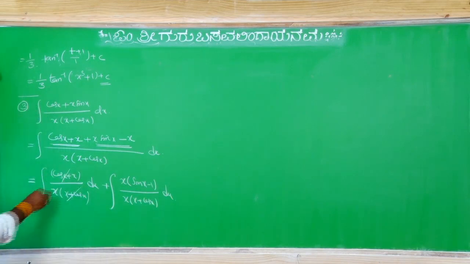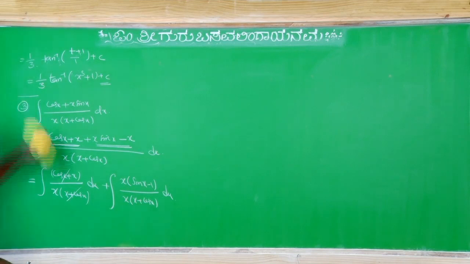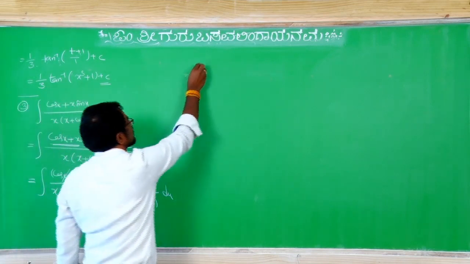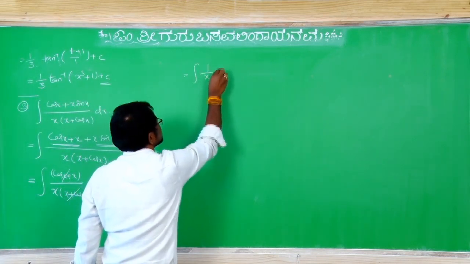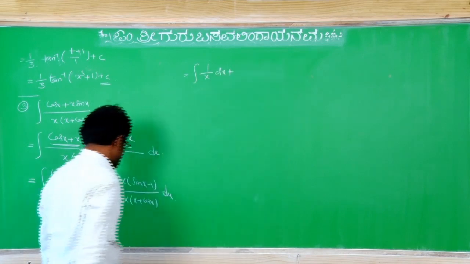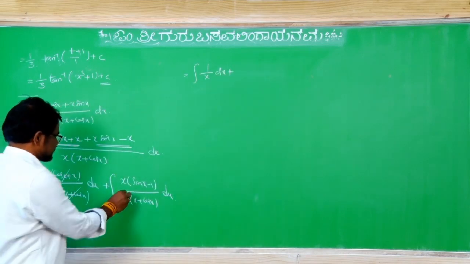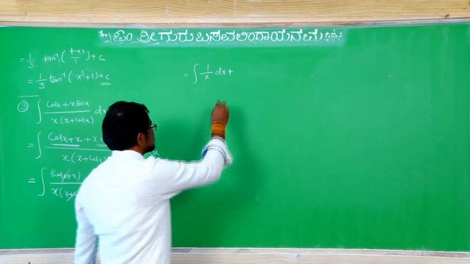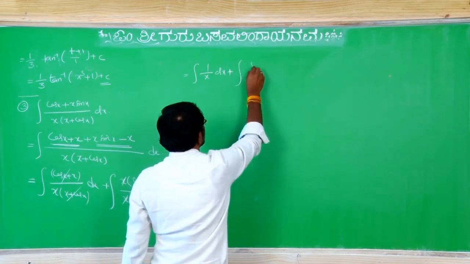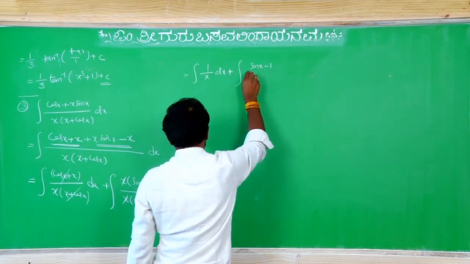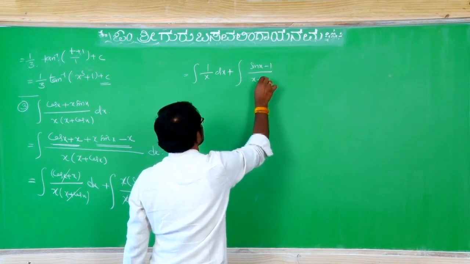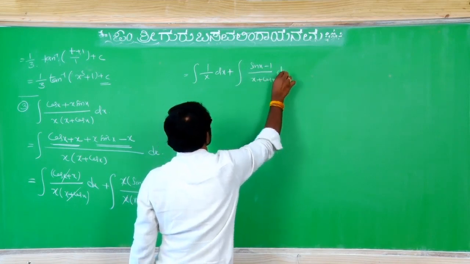Now these two get cancelled. What is remaining here? Integration of 1 by x dx plus, here x gets cancelled. Remaining is integration of sin x minus 1 by x plus cos x dx.